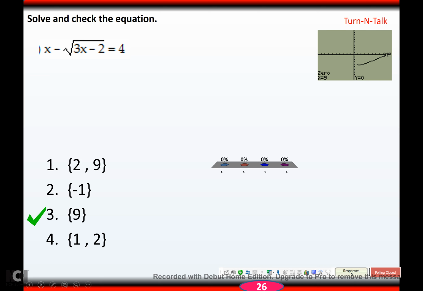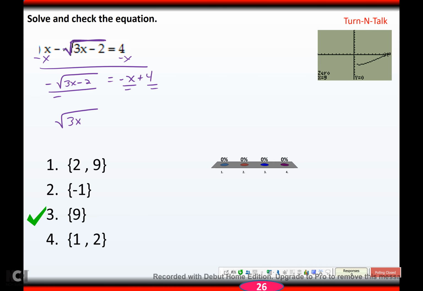Alright, if you didn't get that, let's look at it. I've got to isolate the radical. So I'm going to minus x. Gives me negative square root of 3x minus 2 equals negative x plus 4. Divide by a negative. I get the square root of 3x minus 2 equals x minus 4. I can now kill it by squaring both sides. That's going to give me, kills the square root, 3x minus 2 equals 2 copies of x minus 4.